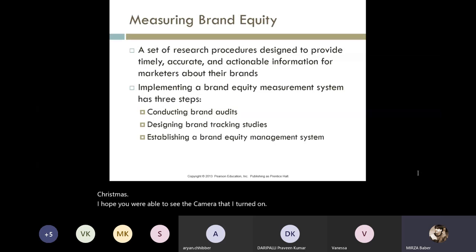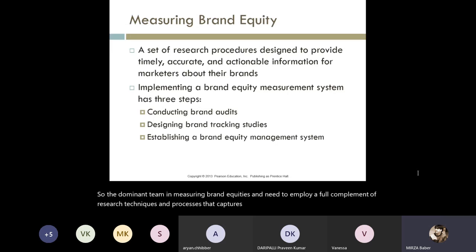So the dominant theme in measuring brand equity is the need to employ a full complement of research techniques and processes that captures as much as possible the richness and complexity of brand equity. There are multiple techniques, and the measures are needed to tap into all the various sources and outcomes of brand equity, to help interpret brand equity research, and to ensure that actionable information is obtained at the right time.